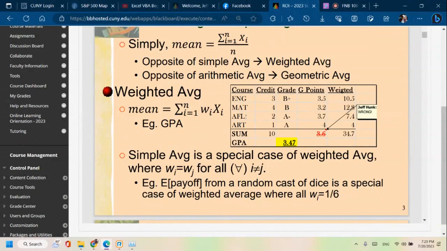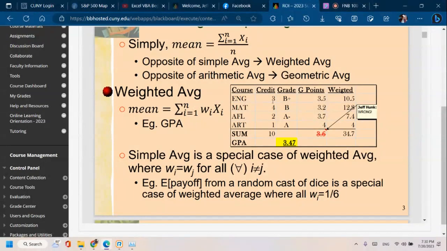You took English, math, some African Latino studies, some ethnic studies, and art, and you got B plus, B, A minus, A. So you think, oh, B plus is 3.5, B is 3.2, A minus is 3.7, A is 4. So, taking the simple or arithmetic average of this, add them up, divide by 4, and you get 3.6. No, that's wrong. Why? You didn't take into consideration the credits they are carrying.